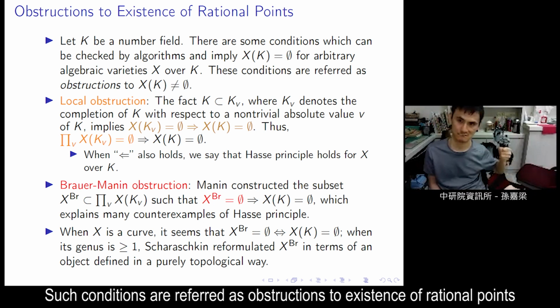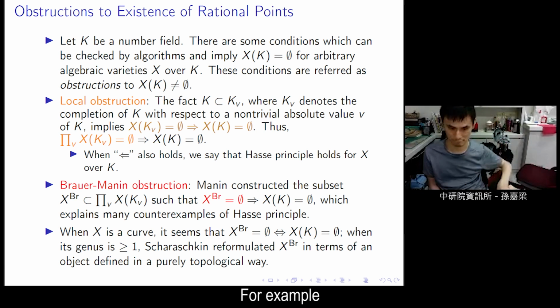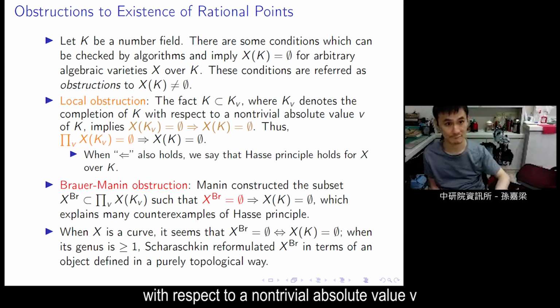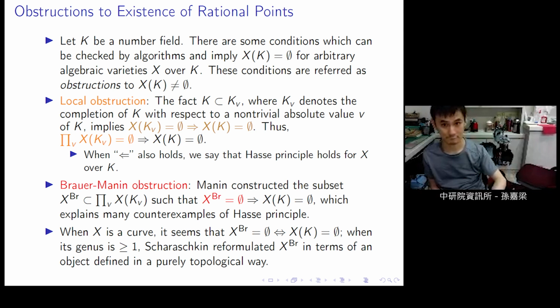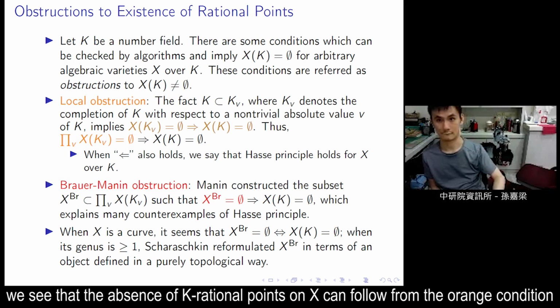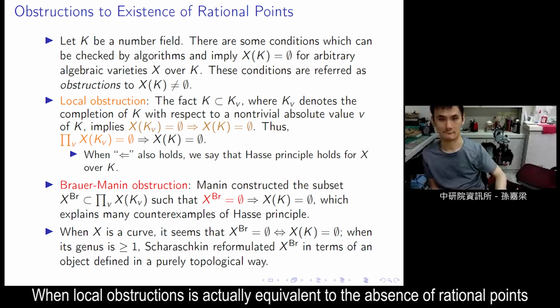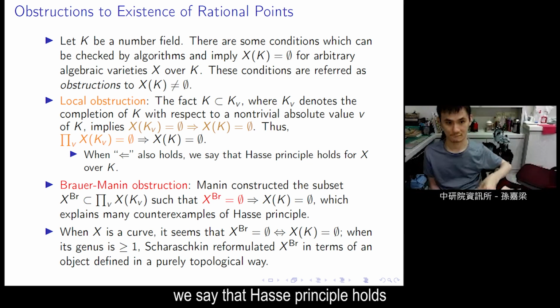Such conditions are referred to as obstructions to existence of rational points. For example, one may view K as a subfield of its completion with respect to a non-trivial absolute value v. Then we clearly have the brown implication. Considering all such v together, we see that the absence of K-rational points on X can follow from the orange condition, known as the local obstructions to existence of rational points. When local obstructions are actually equivalent to the absence of rational points, we say that the Hasse principle holds.